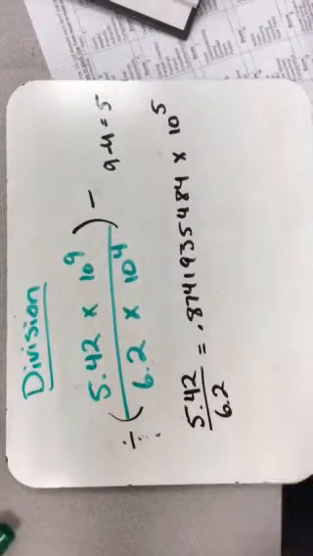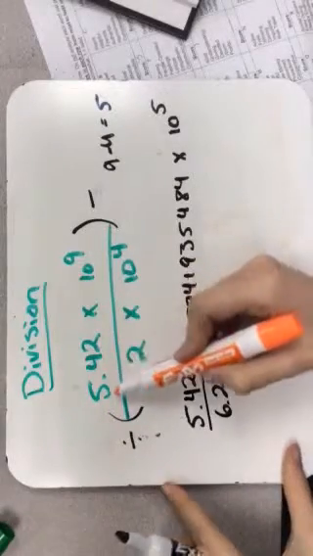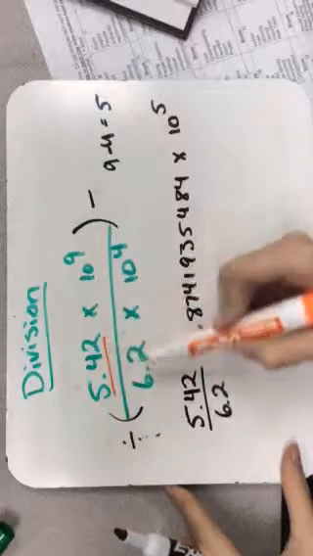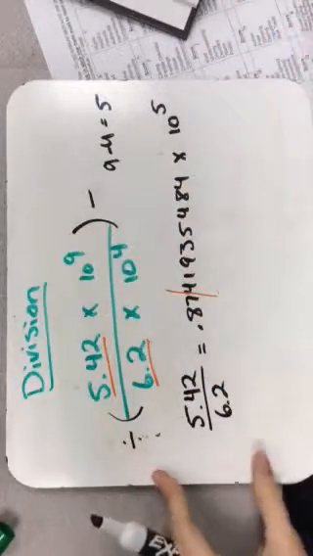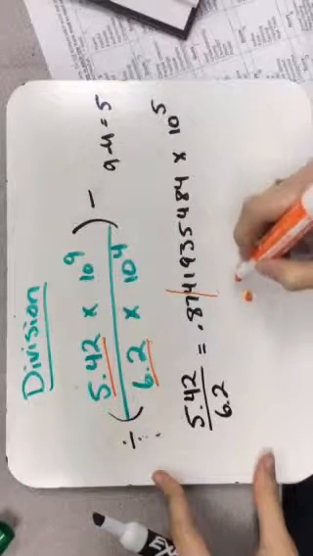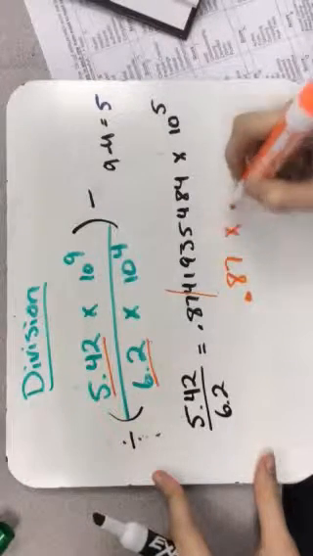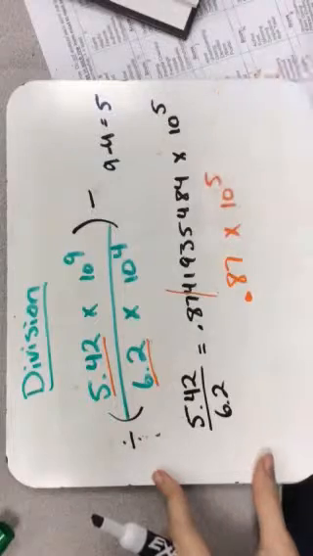Now once you've done that, you can round it to the correct number of sig figs. In our initial values, we had 3 sig figs here and 2 here. So we're going to chop this down to just 2 sig figs. So you should have 0.87 times 10 to the 5th.